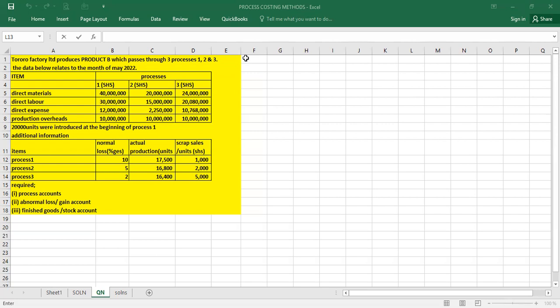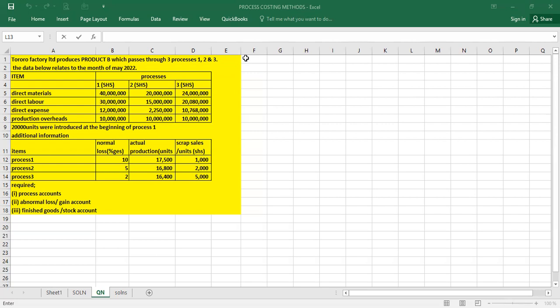We have the items. We have the processes, that is process 1, process 2, and process 3. In process 1, we incurred direct material of 40 million. We incurred 20 million in process 2, and 24 million in process 3.